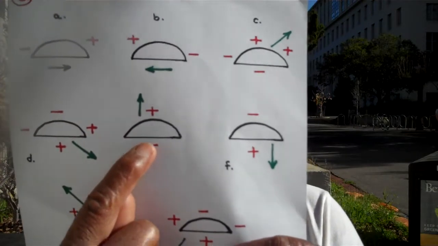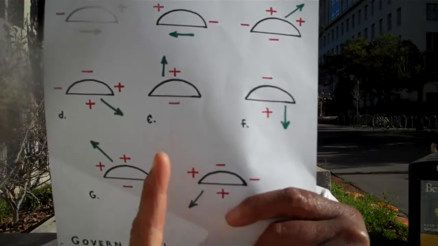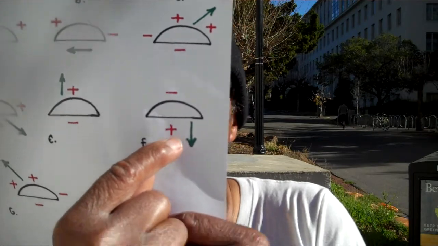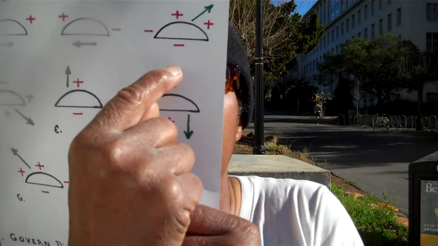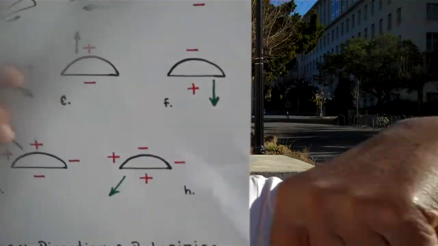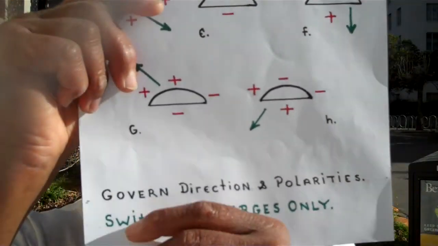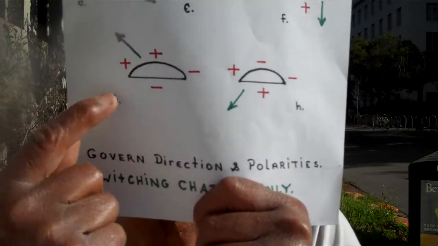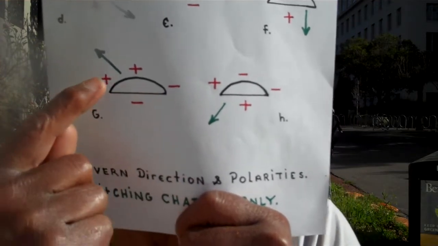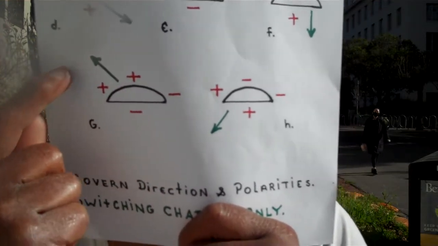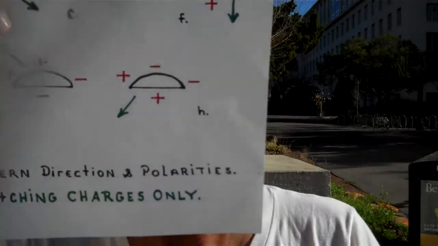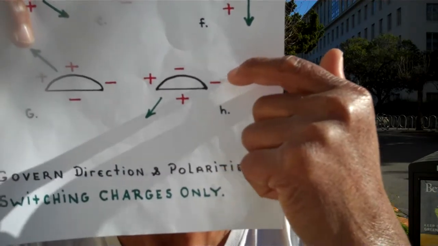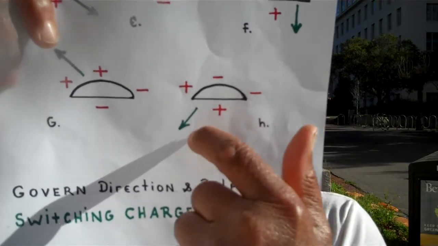We'll go to E. If you put the negative charge at the bottom and the positive at the top, the craft will go straight up. If you put the positive at the bottom, in F, right here, and the negative at the top, the craft will go straight down. We'll go to G right here. If you put the positive on the top and the negative at the bottom in this orientation, the craft will go this way, along with this green arrow right here. And if you put the positive on the bottom and the negative on the top, the craft will go in this direction, this green arrow right here.